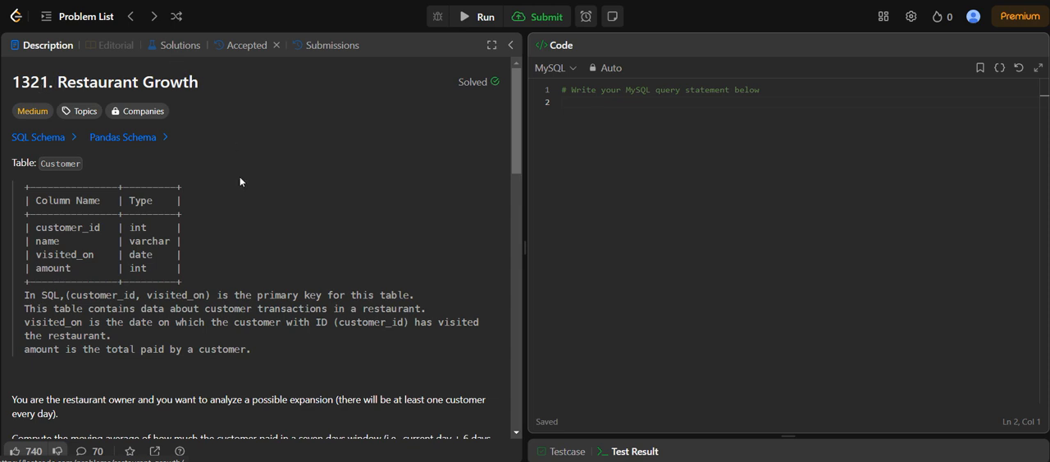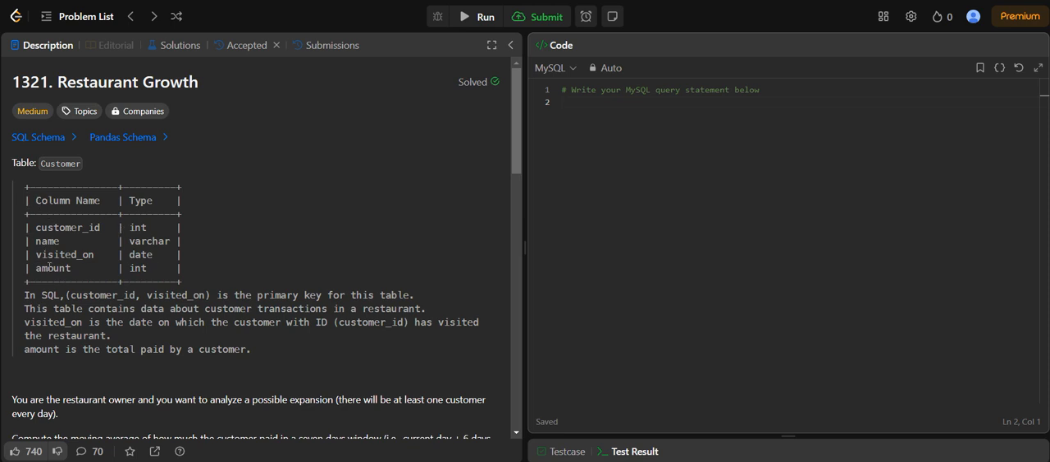So let us solve this problem. Today's problem is restaurant growth. It is a medium level problem. Till now, whatever I have solved, this one will be the most difficult one. But the table is simple.